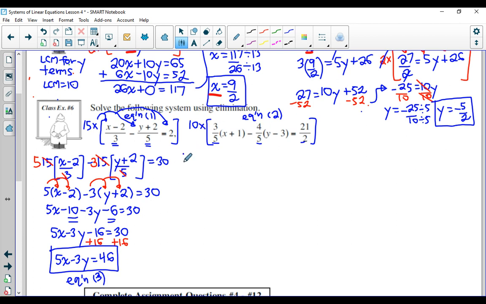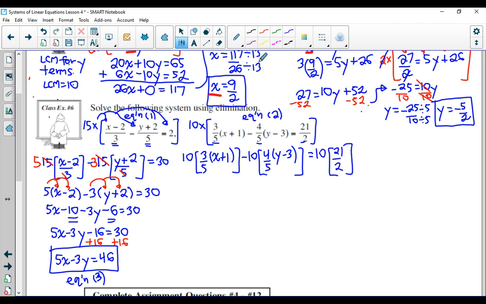So this is going to turn into 10, and then 3 over 5, x plus 1, and then minus 10, and then we have 4 over 5, y minus 3 would be equal to 10 times 21 over 2. Okay, let's start to reduce these fractions now. Okay, 10 over 5 is 2. Negative 10 over 5 is also 2. And then 10 over 2 would be 5.